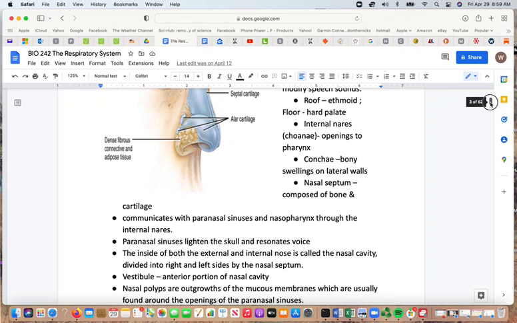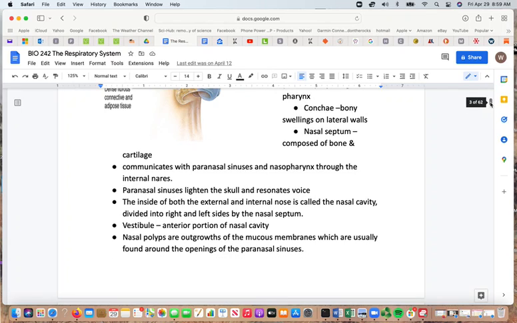So your paranasal sinuses are to help lighten the skull and give resonance to the voice. One of the things you notice when you do have respiratory congestion is there is some changes to your voice.